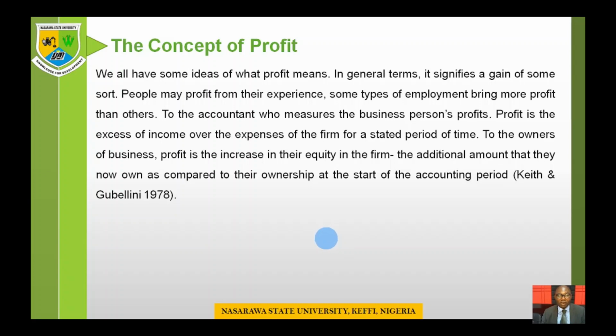To the accountant, who measures the business person's profits, profit is the excess of income over what? The expenses of the firm for a stated period of time, which is usually 1 year. To the owners of business, profit is the increase in their equity in the firm, the additional amount that they now own as compared to their ownership at the start of the accounting period. That is what the concept of profit means.